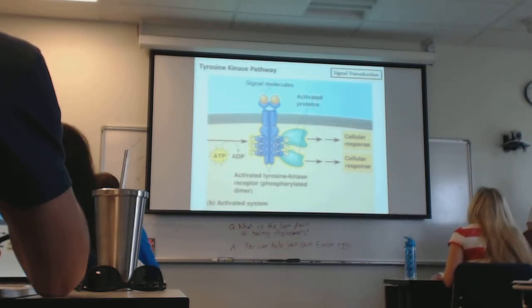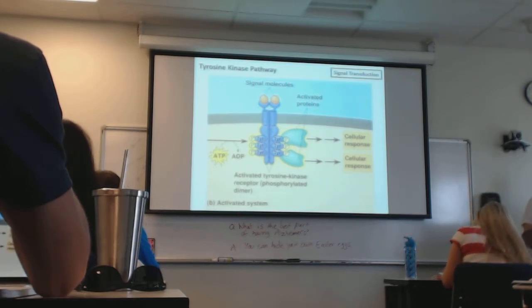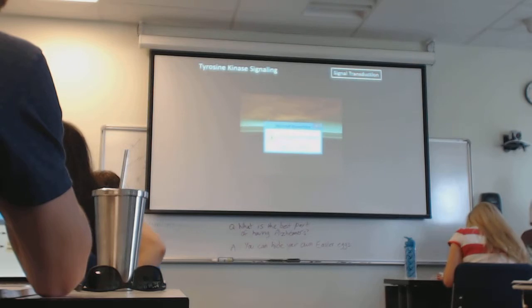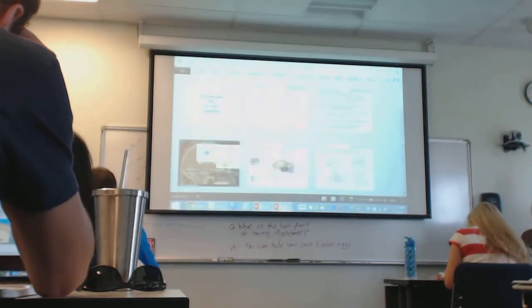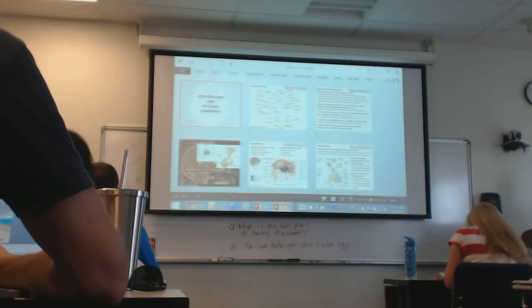The dimerization can only occur when the conformational change is induced by the hormone binding. All right, so those are the three general pathways. Any questions then about the signaling pathways?